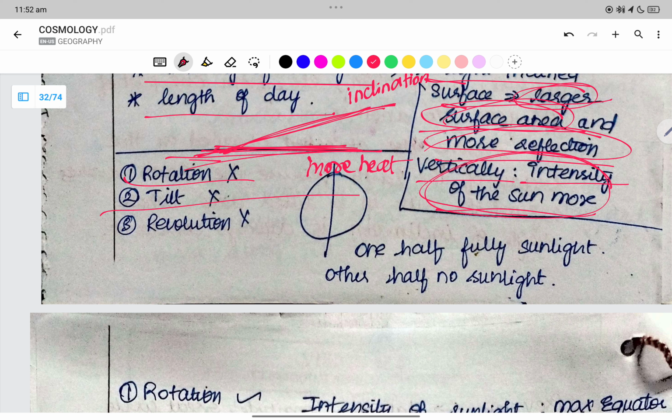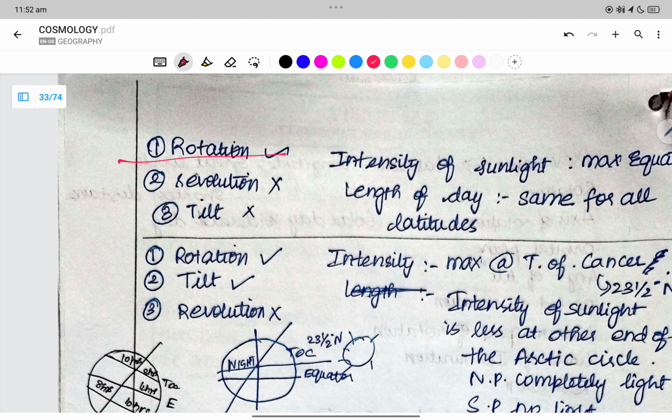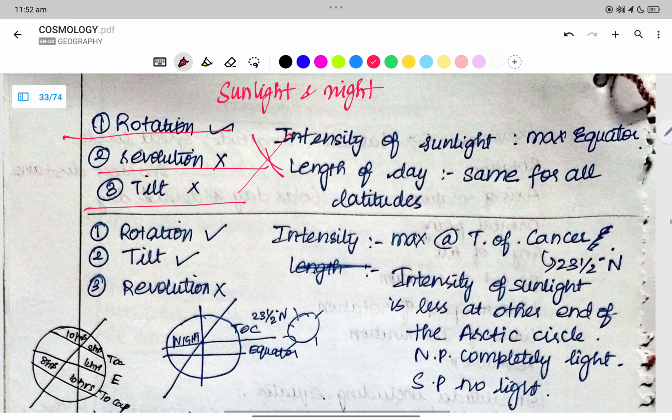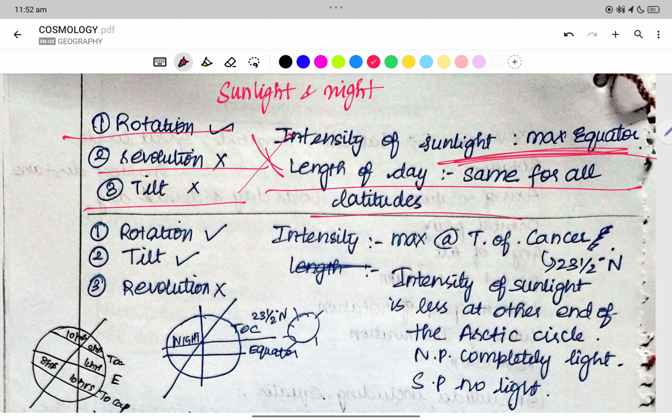If there is no rotation, no tilt, no revolution, only one half of the earth is going to have full sunlight, whereas the other half is having no sunlight. Rotation alone means we will be having equal days of sunlight, and then we have the night. Where there is no revolution and no tilt, there are no seasons, right? Intensity of the sun is maximum at the equator only. Length of the day is the same for all the latitudes.